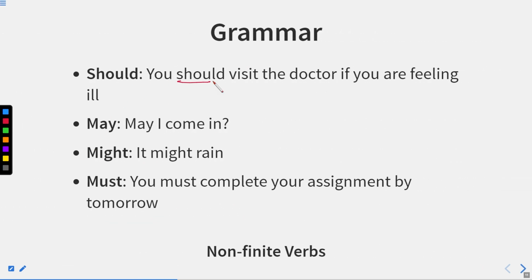Now should, you should visit the doctor if you are feeling ill. May I come in? It might rain. You must complete your assignment by tomorrow. So you can see in all these sentences, we have a modal and after that we have only verb first form, but we are not using to.